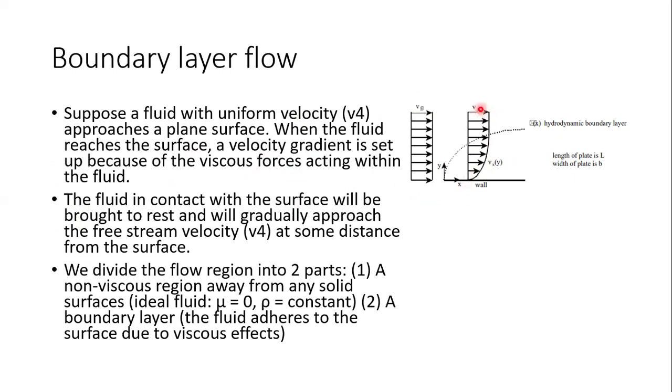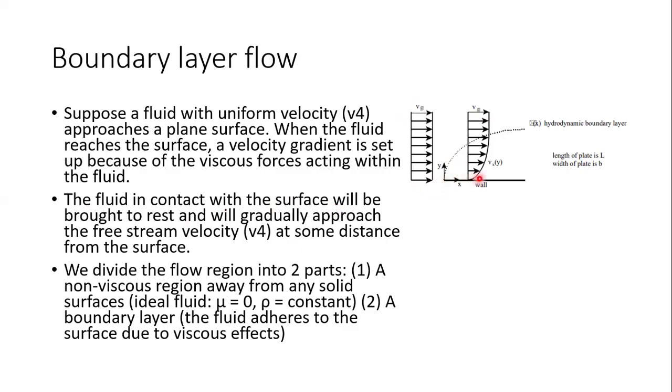If there was no boundary layer or there were no effects of the boundary, then the velocity profile would be this way. So all the velocities at every point are the same. There's no retardation, no slowing down of any layer or anything of that sort. Then we also say that the fluid in contact with the surface will be brought to rest. So we spoke about that. It will gradually approach the free stream velocity at some distance from the surface. So the fluid at the surface is going to be brought to rest.